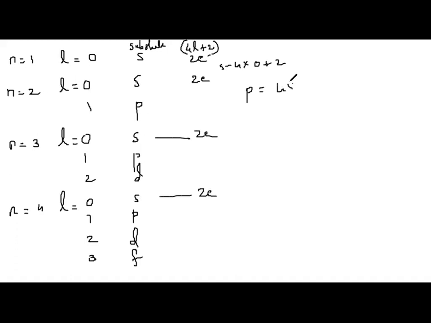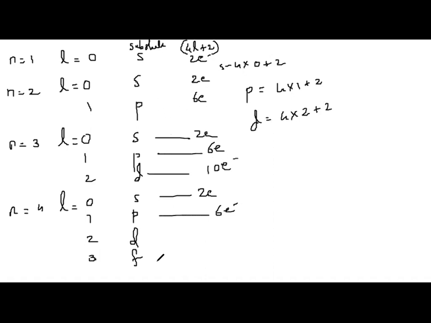For p, 4 into 1 plus 2. 4 into 1 is 4, 4 plus 2 is 6 electrons. For p, it is 6 electrons. For d, 4 into 2 plus 2. 4 into 2 is 8, 8 plus 2 is 10 electrons. For d, it is 10 electrons. For f, 4 into 3 plus 2. 4 into 3 is 12, 12 plus 2 is 14 electrons. So in the subshell, what is the maximum number of electrons that can be there?